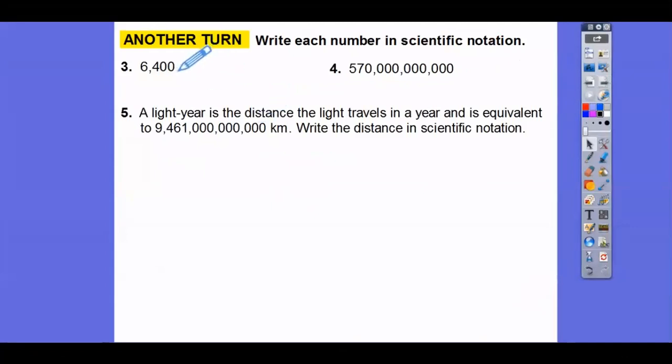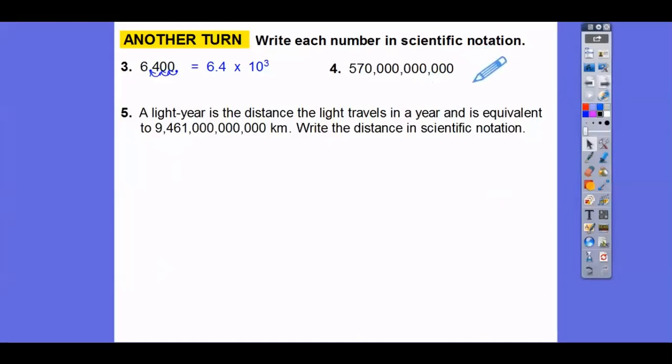This one, I don't have a decimal point, so I have to count how many digits to move to the left. Then it will be 1, 2, 3. So the answer is going to be 6.4 times 10 to the power of 3. Let's move to the next.